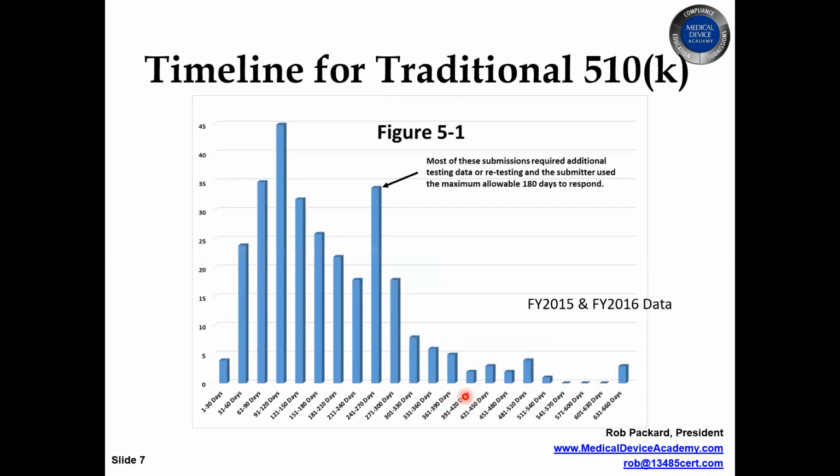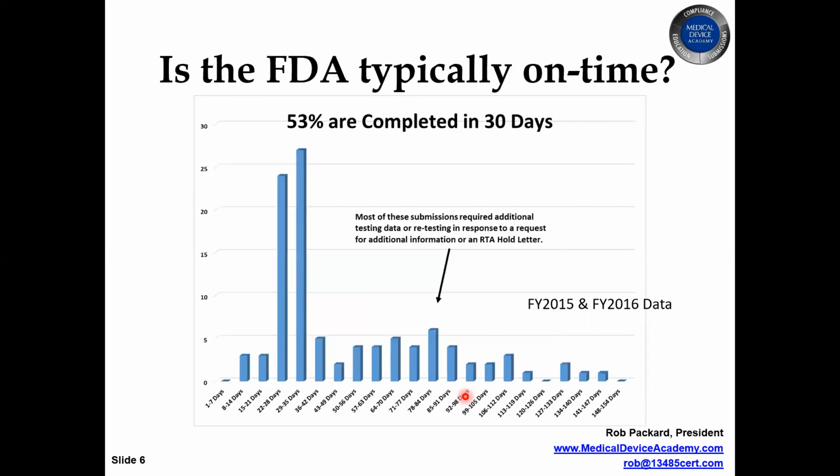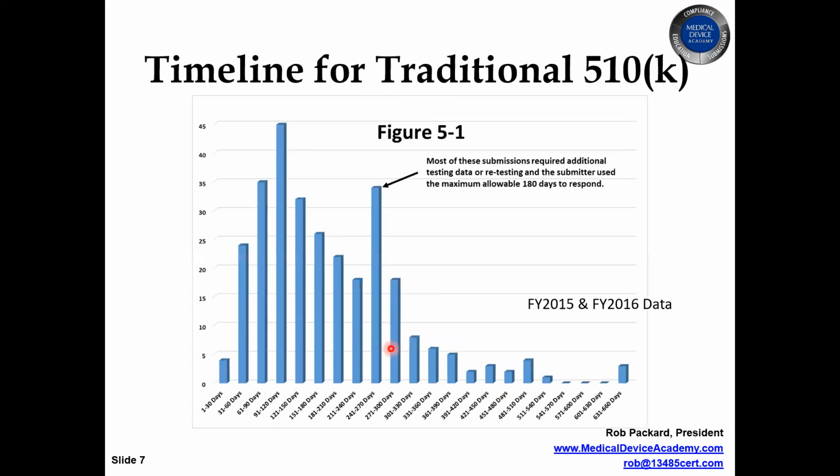For traditional 510K, you have a completely different scale. So in the previous slide, my columns here are 1 week, whereas in this slide, my columns are 1 month. So even though this is on the same scale for the slide, this is a much longer time period. It goes out to 660 days. So yes, some companies were so unfortunate that it was over 600 days to get their 510K cleared.